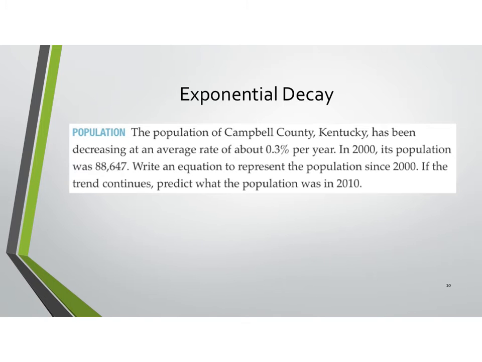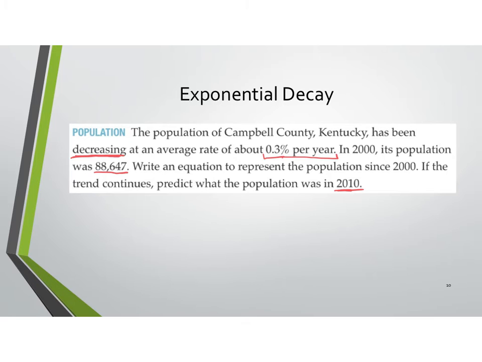Here we go. The population of Campbell County, Kentucky has been decreasing. Here's your tip-off that we're doing exponential decay: at an average rate of about 0.3% per year. This is the other thing that's important. It tells you that the decrease is constant. In 2000, its population was 88,647. Write an equation to represent the population if we're looking at 2010.